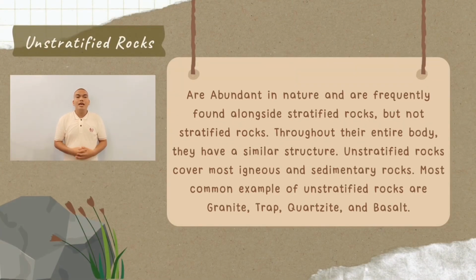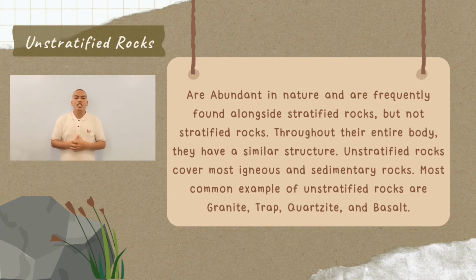Next is the second physical class of rocks, the unstratified rocks. Unstratified rocks are abundant in nature and are frequently found alongside stratified rocks. Throughout their entire body, they have a similar structure. Unstratified rocks cover most igneous rocks and some sedimentary rocks. They possess crystalline and compact grains.